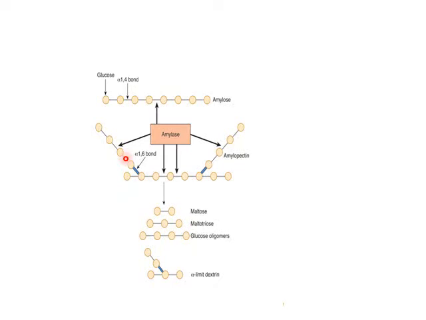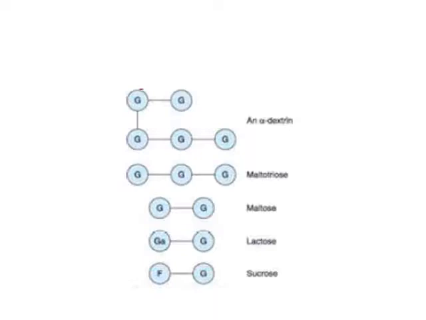The end products of digestion by alpha amylase are maltose, the disaccharide, maltotriose, the trisaccharide, glucose oligomers, and alpha-limit dextrin, the polymer. This picture shows the structure of alpha-dextrin, maltotriose, maltose, and the disaccharides lactose and sucrose.